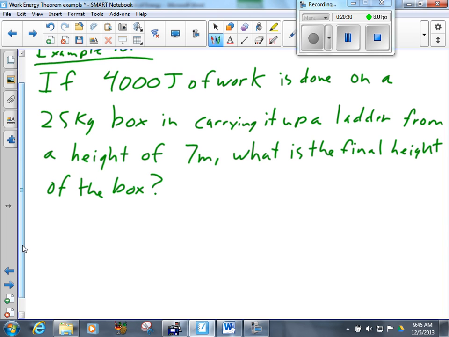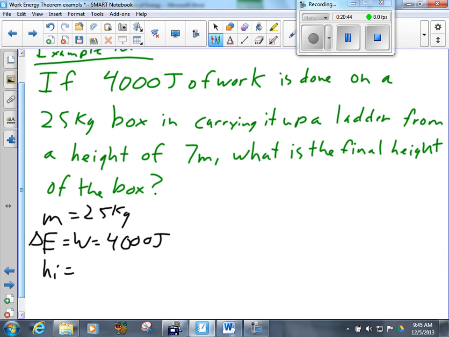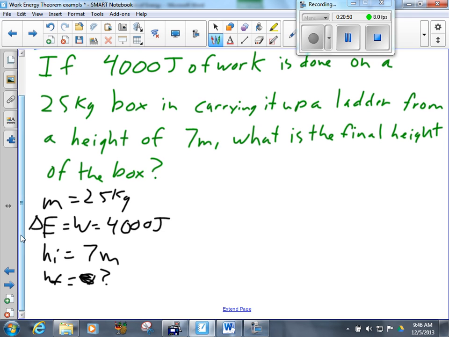All right, so we're looking at mass, 25 kilograms. We're looking at energy, change in energy. Work, 4,000 joules. Initial height, 7 meters. Final height, unknown. So work is a change in energy, and they told me what the work was. I don't even have to do force times distance on this question, do I? So that part makes it a little bit easier, actually.